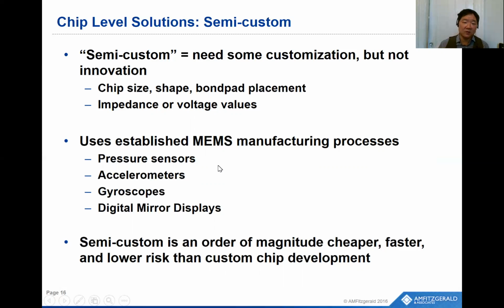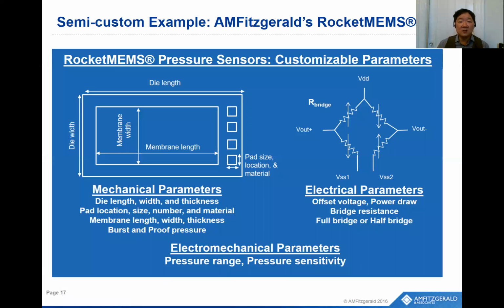So let me give an example of some of the semi-custom pressure sensors and accelerometers and gyroscopes. This is an example of our Rocket MEMS pressure sensor program. In our program, we can, for example, take a pressure sensor process, and then we can customize the die width and length, so we can change the size and the shape of the die for you. We can move around the pads. We can also electrically adjust the resistance bridge. We can also adjust, for example, the offset voltages. And by combining all these parameters, we can customize the pressure range and the pressure sensitivity for your sensor.